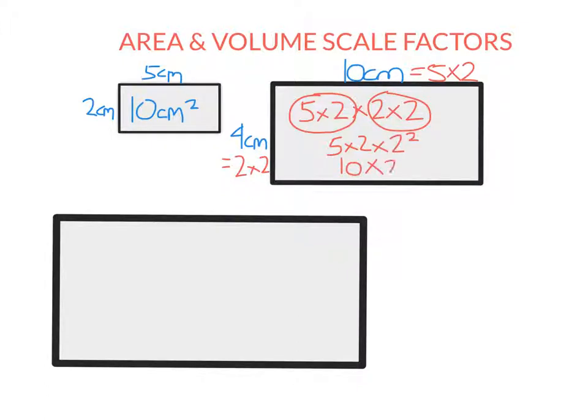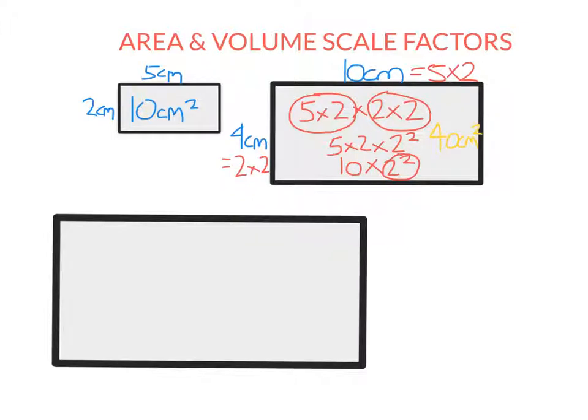So what I'm saying here is I'm writing it in this long way. We all know the answer is 40, but I'm writing it in this long way to show that when I double the length of each side, then the area doesn't double, it actually quadruples. I times it by 2 squared.